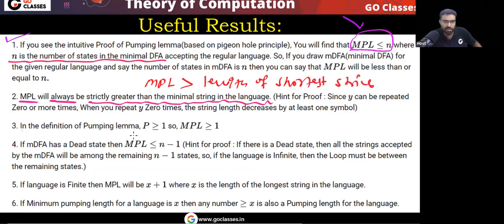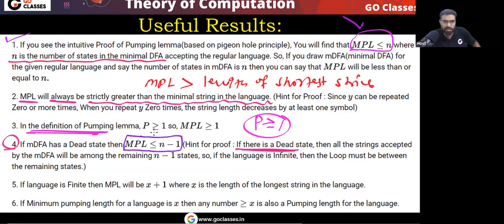So this is your second point. What is the third point? This we already know: the pumping length is greater than or equal to 1 by definition. The fourth point: if you have a dead state, then this MPL, the minimum pumping length, will be less than or equal to n minus 1, where n is the number of states in the DFA and you have a dead state.